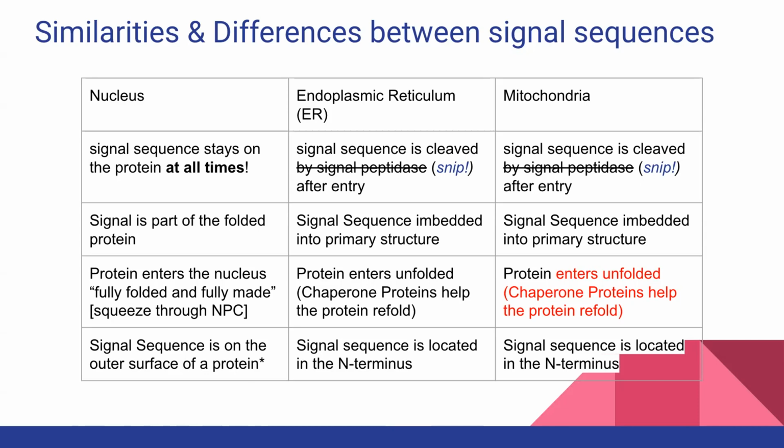Okay, nucleus: the protein enters fully folded and fully made. For the ER and mitochondria, it enters unfolded, and then chaperone proteins help it refold. The nucleus signal sequence is on the outer surface of the protein. For the ER and mitochondria, it's located in the N-terminus.